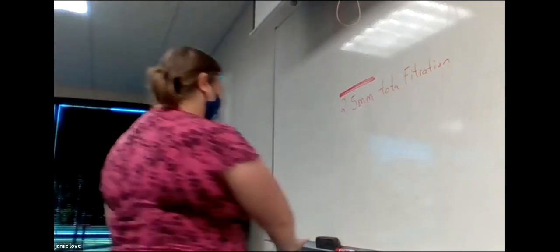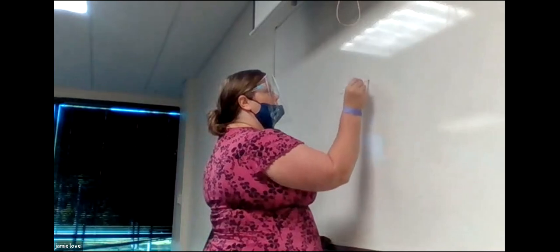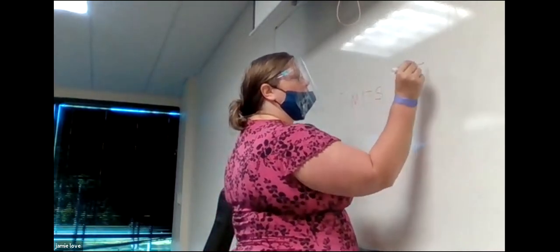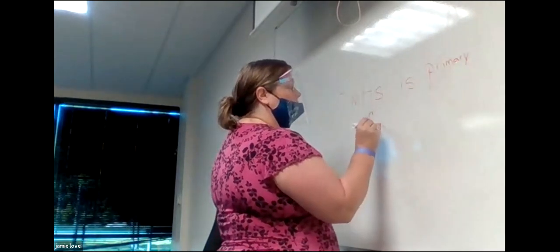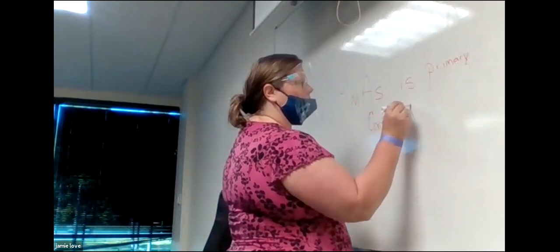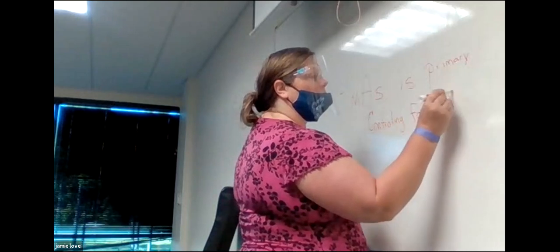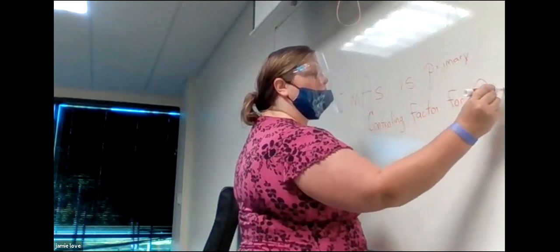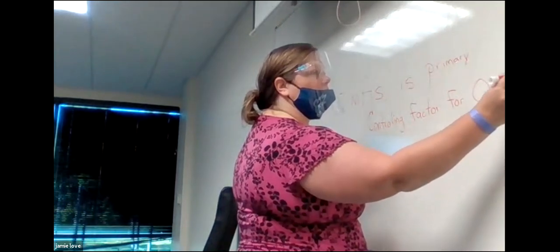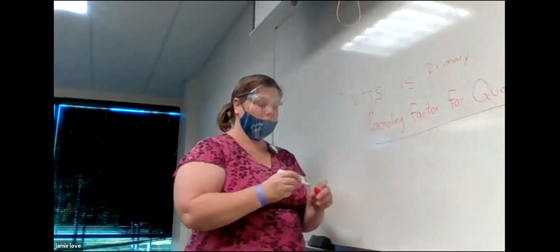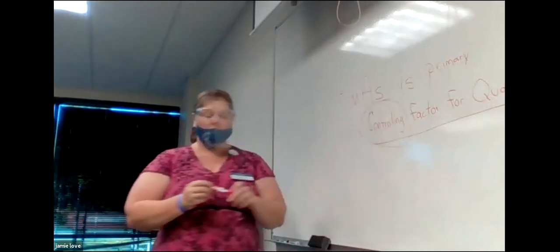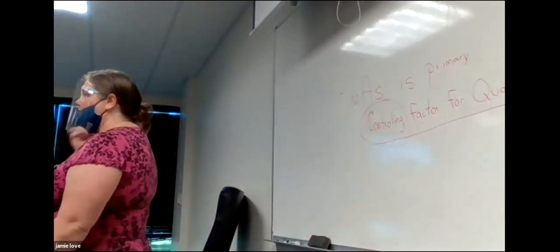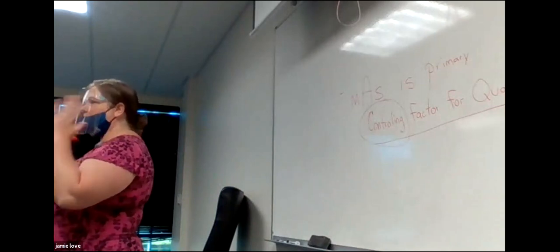I'm going to write it on the board. Mass is primary controlling factor for quantity. So for how many photons we're going to have, the quantity of our beam, mass controls it. If we want to double the amount of photons we make, we double the mass. It's a directly proportional relationship.